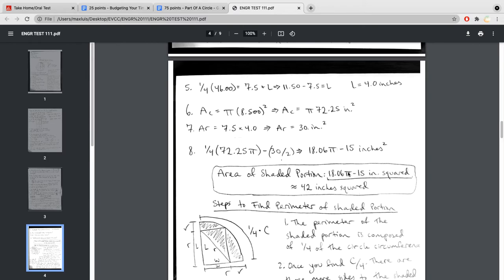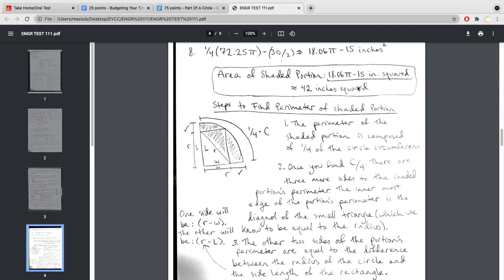Or if you multiply 18.06 by pi and subtract 15, keeping the correct number of sig figs, there's no decimals after the 15, or no numbers beyond the decimal point. So we get around 42 inches squared.